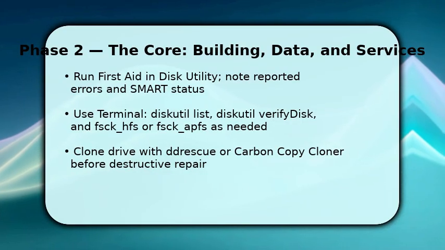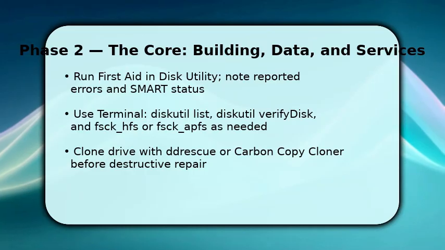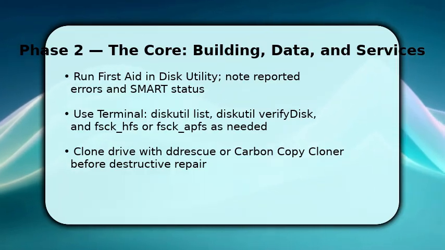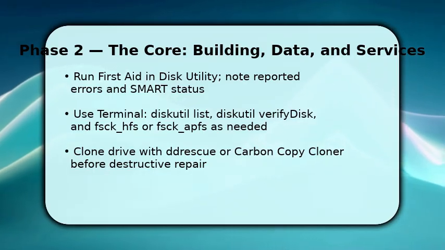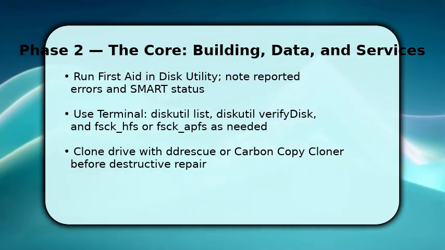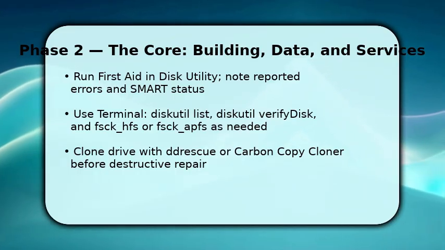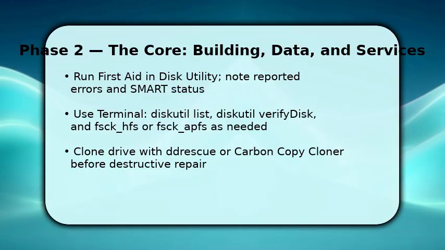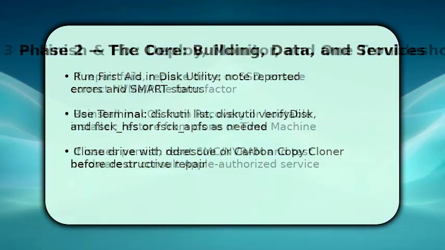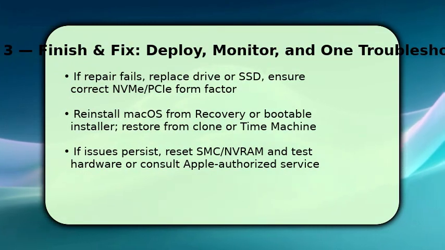If Disk Utility misses errors, open Terminal and run diskutil list to identify identifiers, then verify the disk and run the appropriate fsck tool for the file system, APFS versus HFS+. Make a block-level clone with ddrescue or a snapshot clone with Carbon Copy Cloner before any destructive operation. This preserves readable sectors, and once cloning and diagnostics are complete, you decide whether to replace the drive.